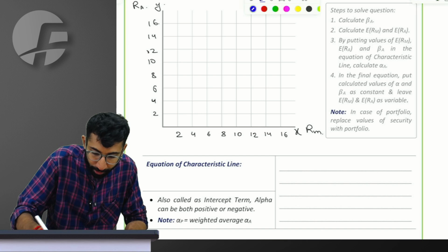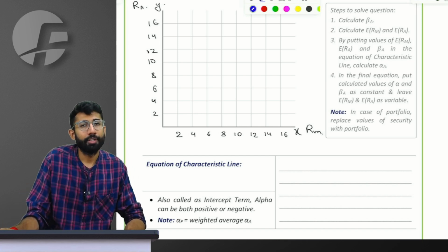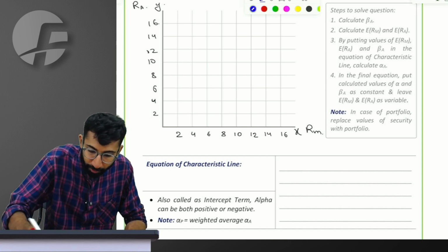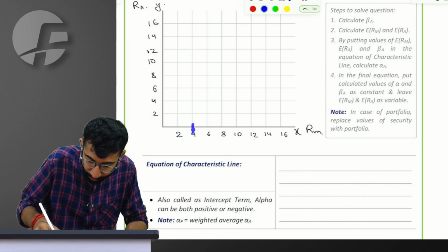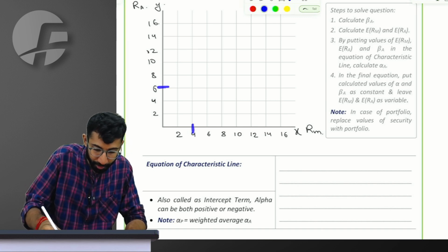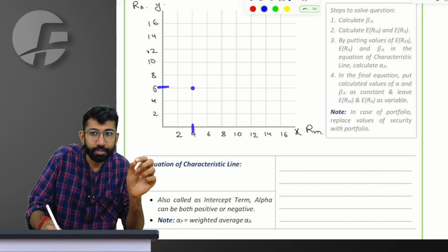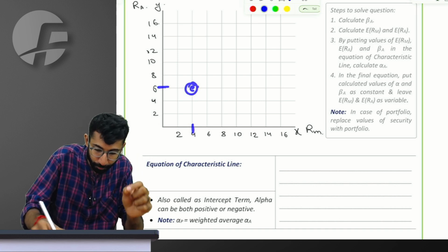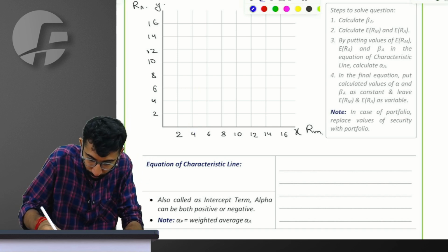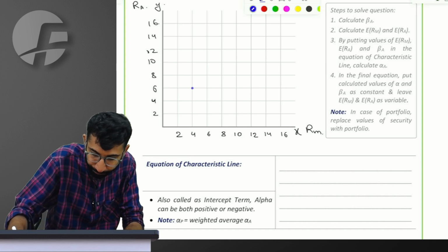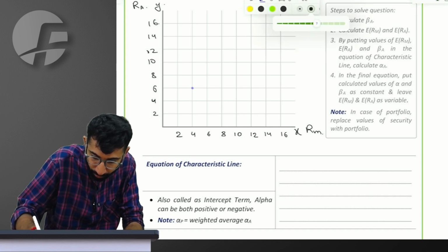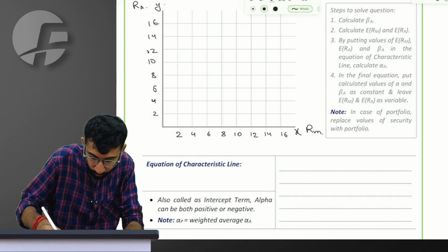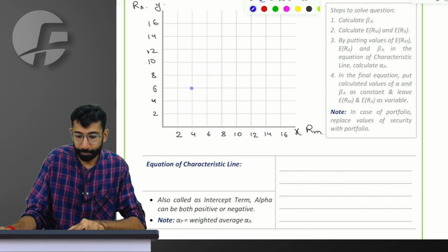So I looked at the data of the past. I figured out that in a particular year, when the market gave a return of 4%, the security gave a return of 6%, and to plot the two returns in the graph, this point turns out to be the point which is to be plotted. This point is needed to be plotted.